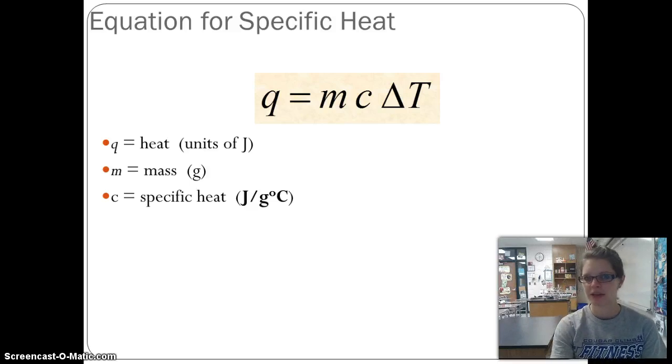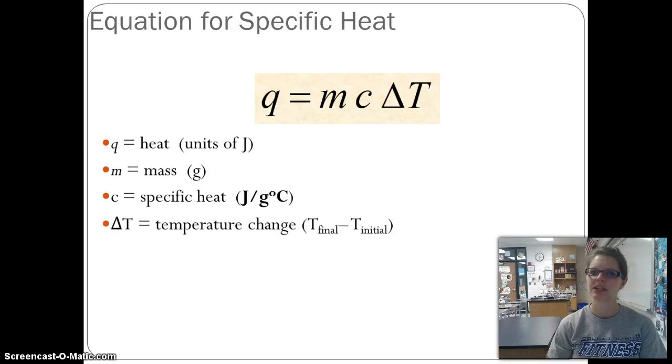And finally, that triangle we've learned is change. That's the change in temperature. And whenever we do change, we always look at final minus initial. Our change in temperature will need to be in Celsius, since our specific heat is in Celsius. That way all of our units cancel.